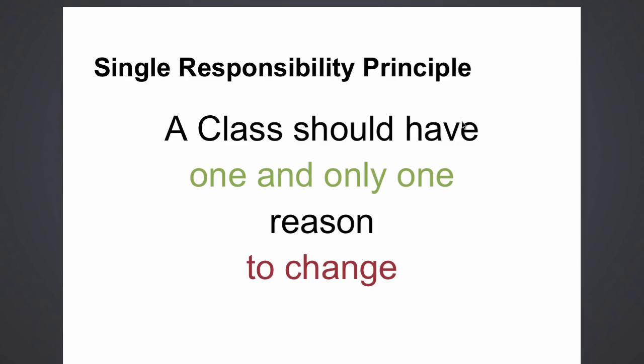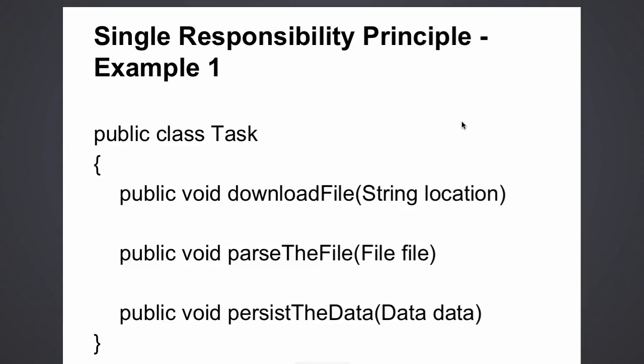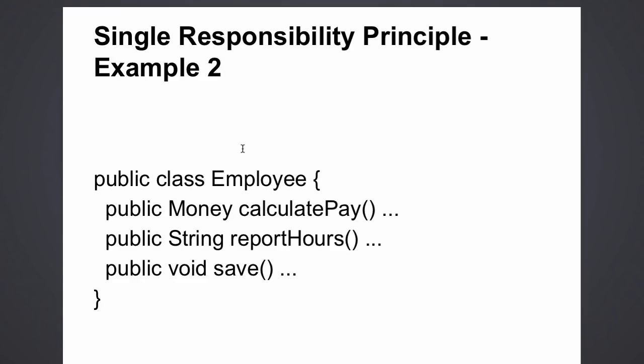Kind of think as if you have to define, at least you should be able to define the responsibility of a class in one line. For example, the example which we looked at. I want to download the file, parse the file, and persist the data. And if you look at this particular task, it's doing multiple things. This class is downloading things, parsing the file, and persisting the data. So it's doing a lot of things. And another example is the example of an employee. So this class is taking care of calculating the pay, reporting the hours, and also saving something. So this is doing a lot.